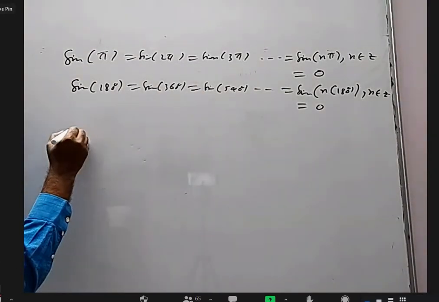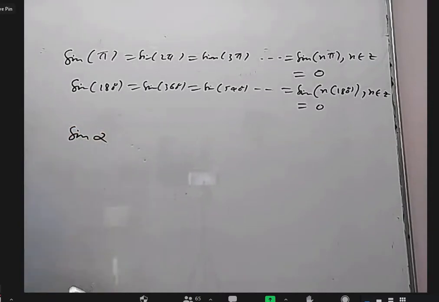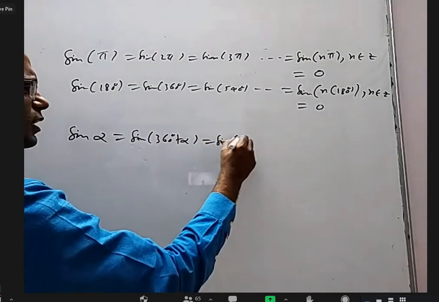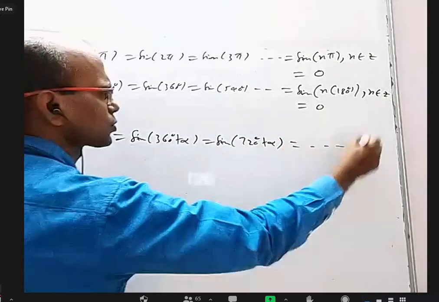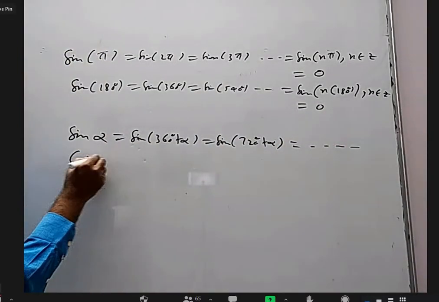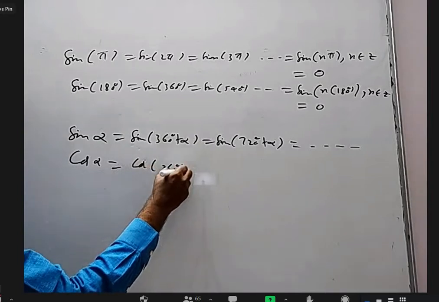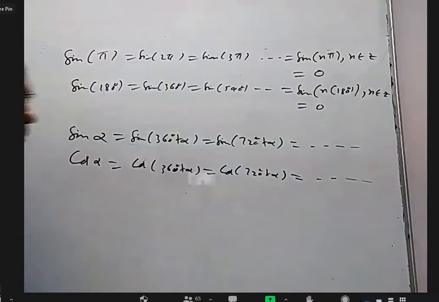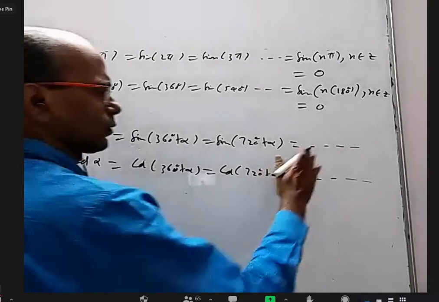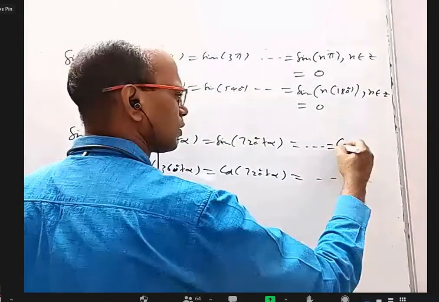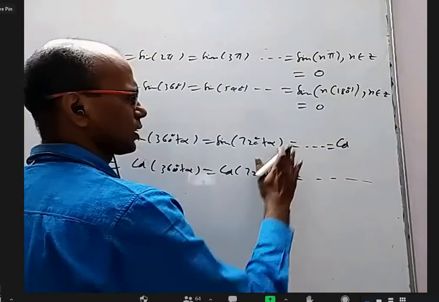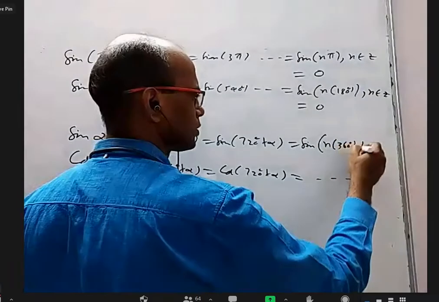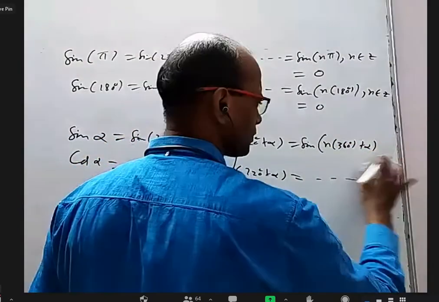Next, sine alpha, whatever alpha you take, will be the same as sine 360 degrees plus alpha, the same as sine 720 plus alpha, and so on. Similarly for cos: cos alpha is equal to cos 360 degrees plus alpha, cos 720 degrees plus alpha. All are the same. In fact, you can write, at the end, cos n times 360 degrees plus alpha, or sine n times 360 degrees plus alpha, where n belongs to Z.